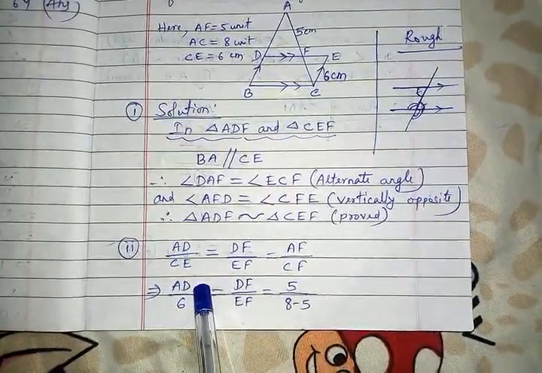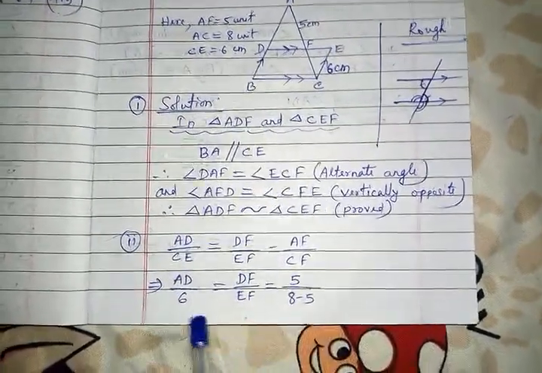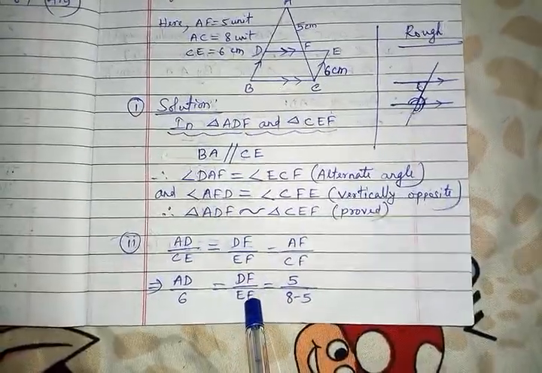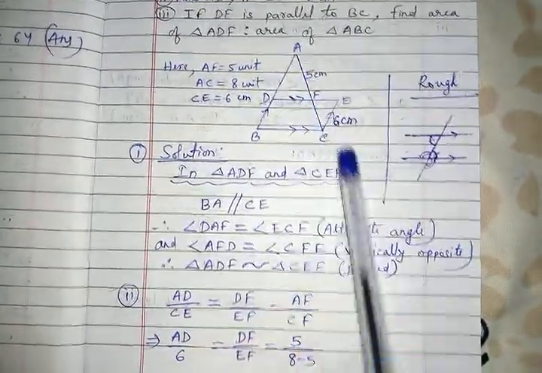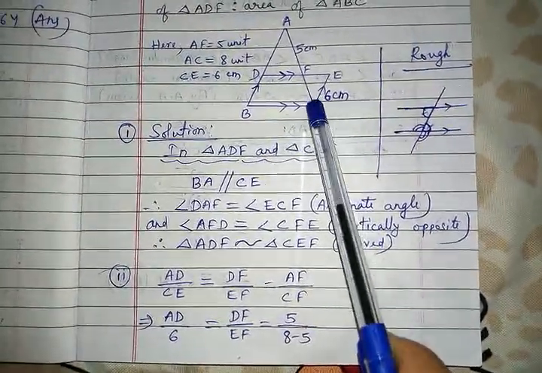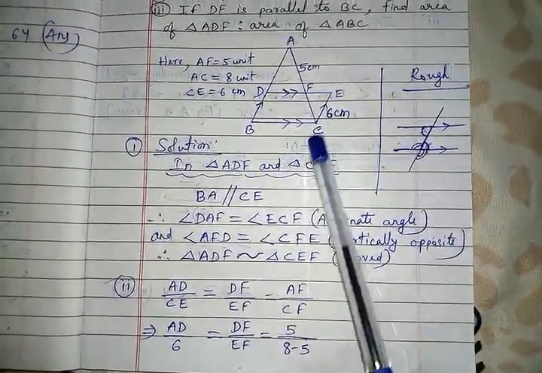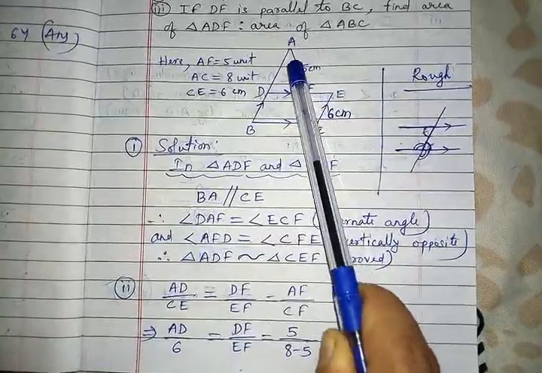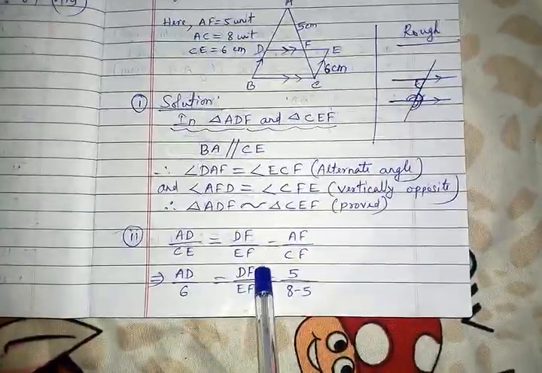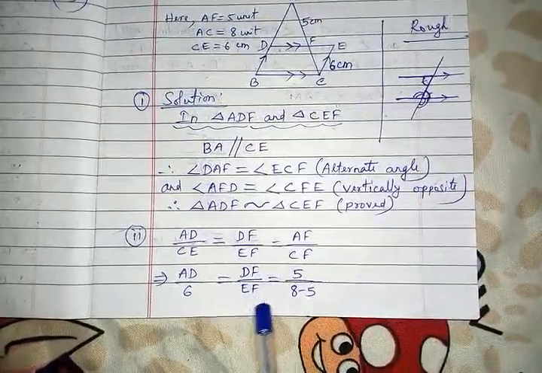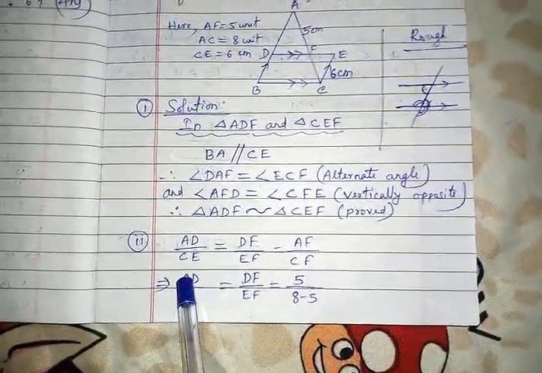Now AD is not given, CE you know is 6 centimeter, put it here. DF and EF are not given. AF is 5 units, and CF, this lower part, as I have told earlier also, everything is 8, upper part is 5. So 8 minus 5. So now you can see this is not given, anything is not given here. So we will take these two pairs in the next page.